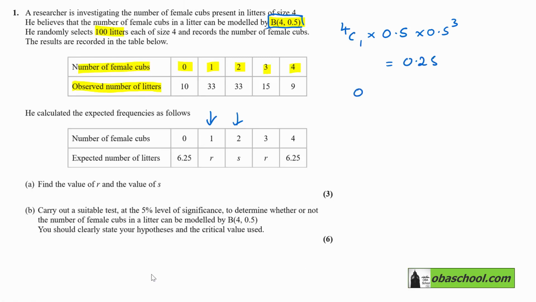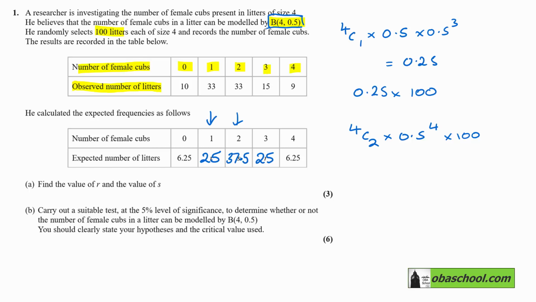And then I need to do that probability times 100 because he has 100 litters that he's looking at, giving me 25, which will go here, and 25, which will go there. And of course, you can then do 4 choose 2 times, it'll end up being 0.5 to the 4 for the middle, and multiply that one by 100. And if you do that, you'll find that that is 37.5, and they should all add up to 100.